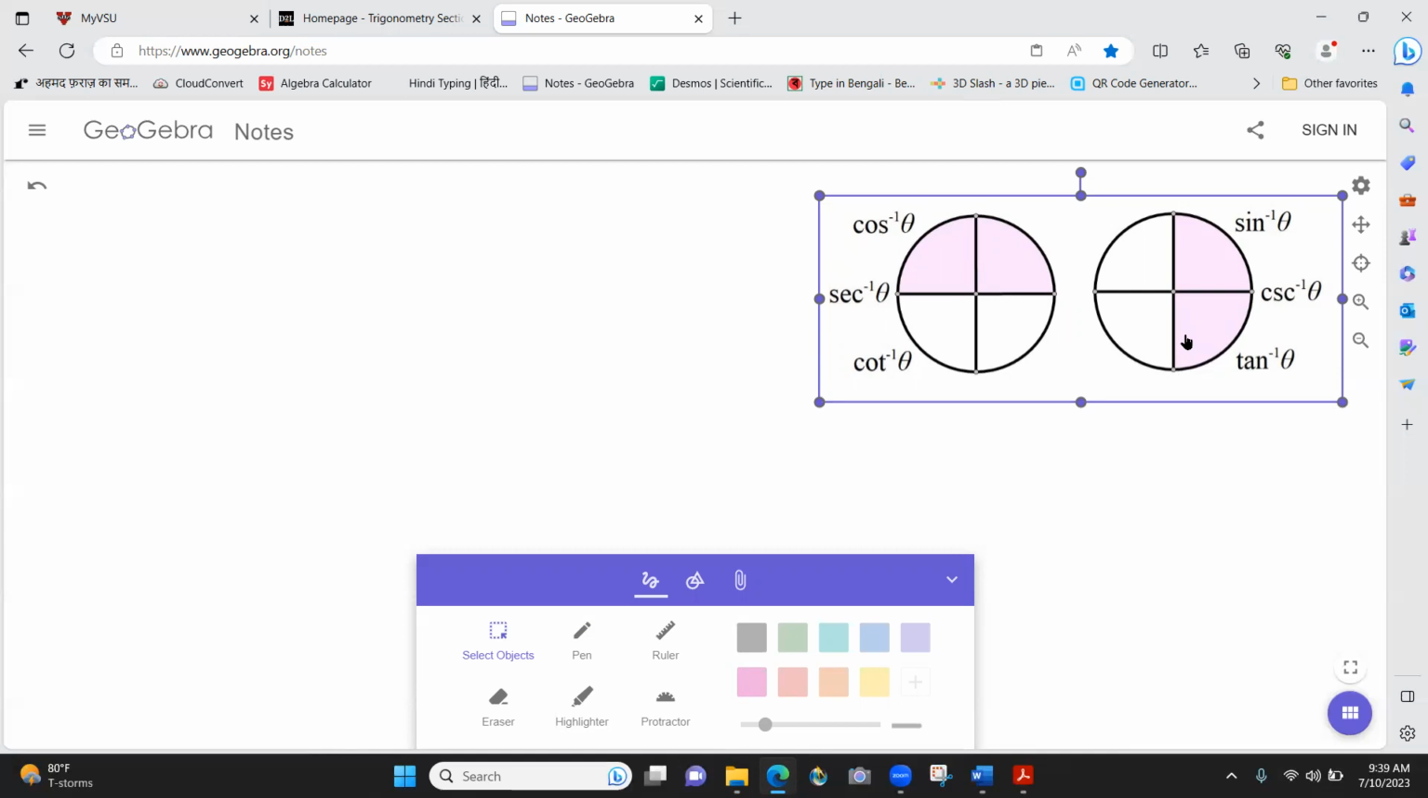Now, a little bit of background, okay? Well, why do we do that? Well, the other half will repeat. We want a unique answer. And the mathematicians have decided that they will look for the unique answers right in these areas for sine, cosecant, and tangent, and in these two areas for cosine, secant, and cotangent. Kind of makes sense, actually.